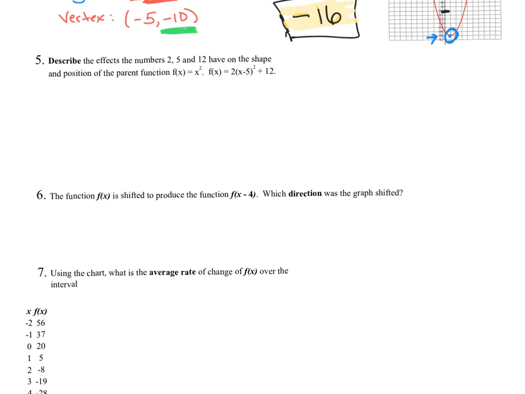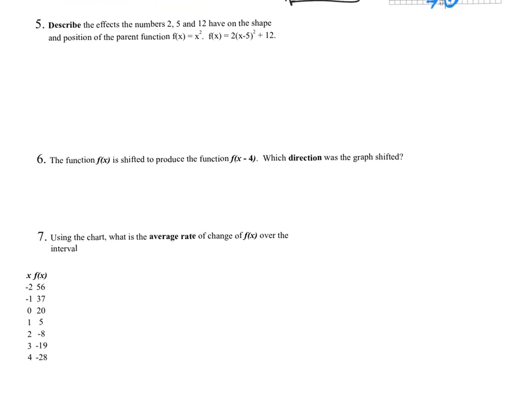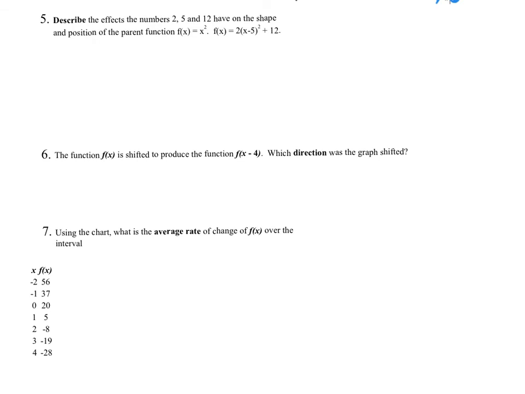Okay, so our next question says, describe the effects the numbers 2, 5, and 12 have on the shape and position of the parent function, f of x equals x squared. And then it gives us f of x equals 2 times (x minus 5) squared plus 12. So let's go ahead and review the different parts of the shifting, the transformations. So let's write our vertex form that we went over in class. We have y equals a times (x minus h) squared plus k.